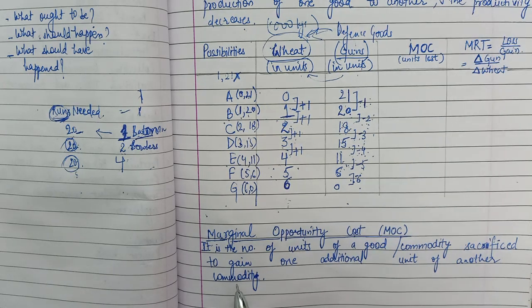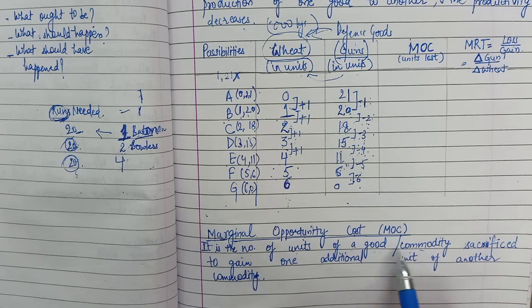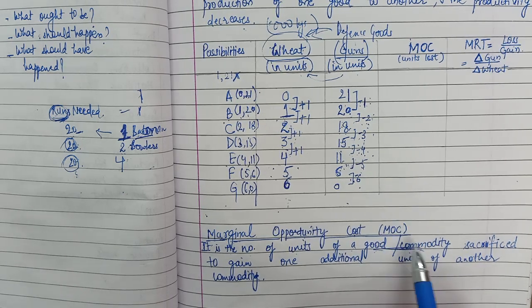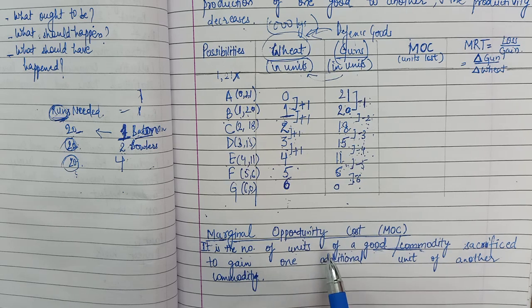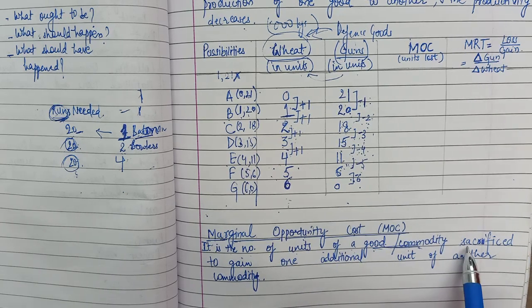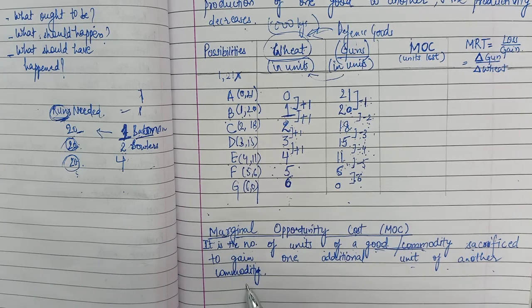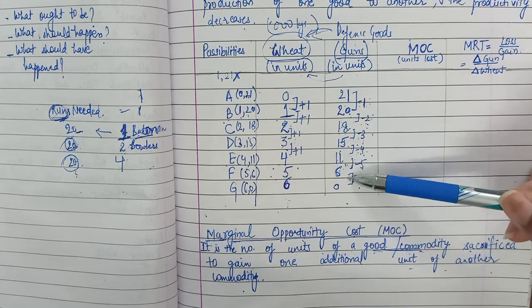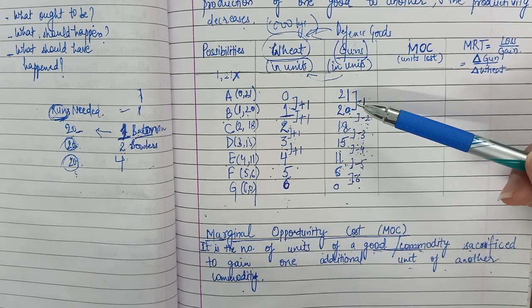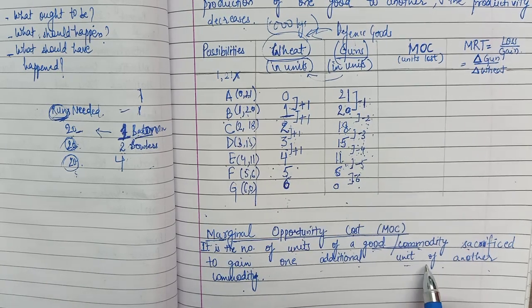So the definition actually means it is the number of units of a good or commodity. Just write one of the two, any word which you find easy. It is the number of units of a good sacrificed to gain one additional unit of another good. So number of units of one good sacrificed. Here which good we are sacrificing? We are sacrificing gun. So number of units of gun sacrificed to gain one additional unit of another good.